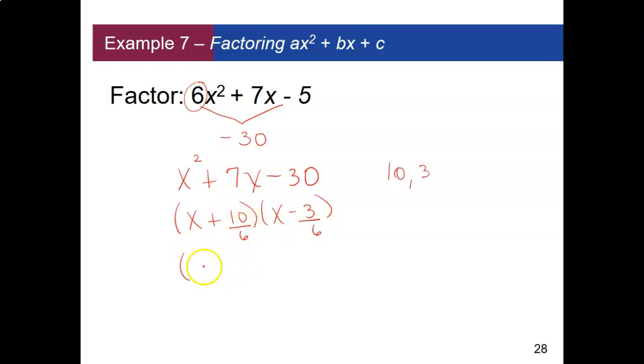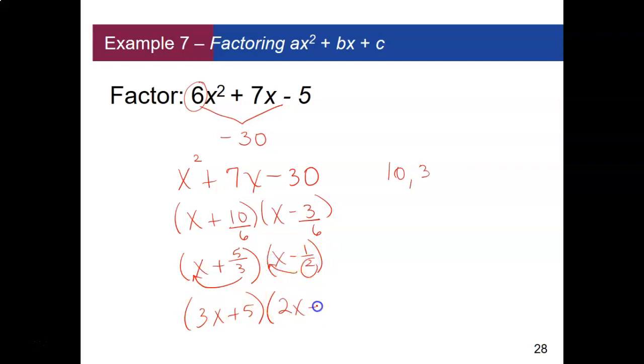Then I want to reduce these fractions. So I can see that 2 goes into each of these. So 2 goes into 10 5 times, 2 goes into 6 3 times. And here 6 is going to reduce to 1/2. So reduce the fractions. And now we'll do the bottoms up. So I'll have 3x plus 5. And we'll do the bottoms up here. And we'll have 2x minus 1.